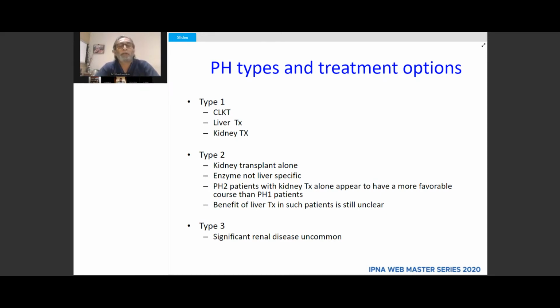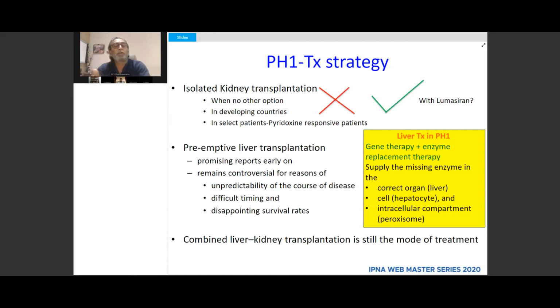The benefit of liver transplant is still unclear, but since the bulk of AGXT (GR-HPR) is in the liver, probably a combined liver-kidney transplant in type 2 may also be useful. Significant renal disease in type 3 is uncommon, so isolated kidney transplant should never be tried. It can be tried in resource-poor countries when there are no other options available, or in select patients with pyridoxine response, which can be seen in 30% of individuals, or with the advent of lumasiran, whether it can be useful in the future.